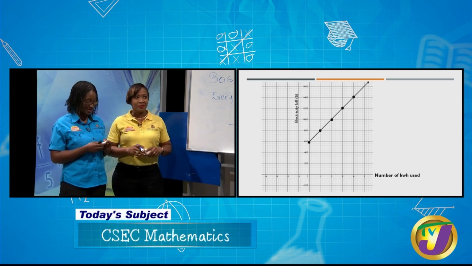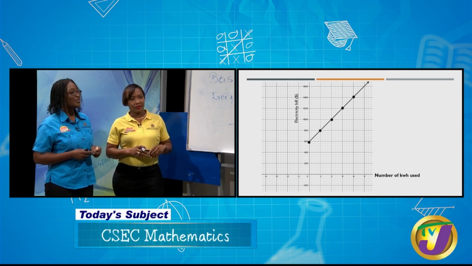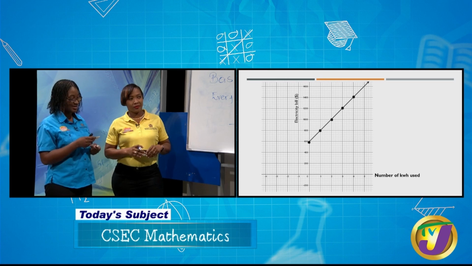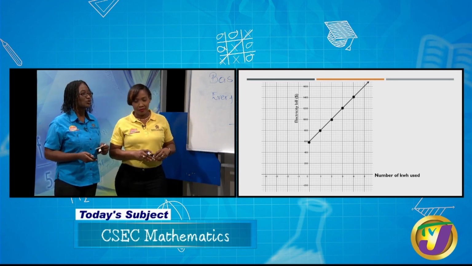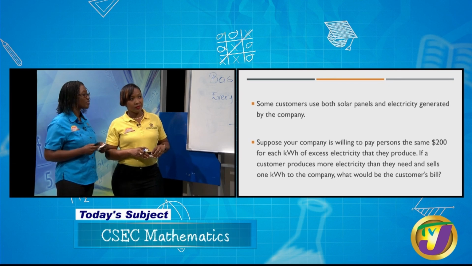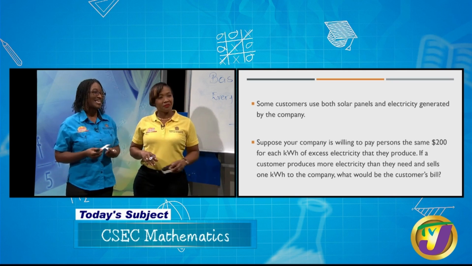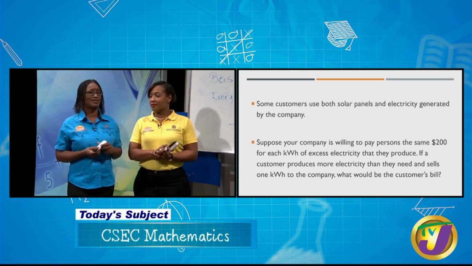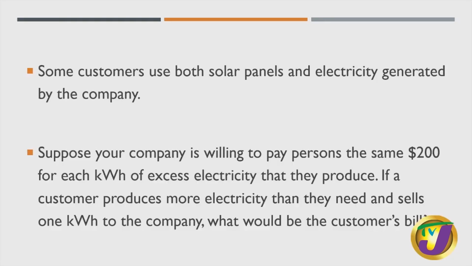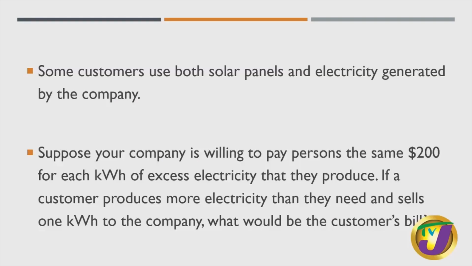Well, interesting that you should say that, because imagine we have a next scenario that speaks to some customers who use both solar panels and electricity generated by the company. These people are smart. Now, suppose your company is willing to pay persons the same $200 for each kilowatt of excess electricity that they produce. If a customer produces more electricity than they need and sells 1 kilowatt hour to the company.